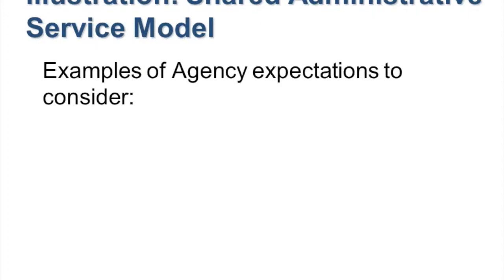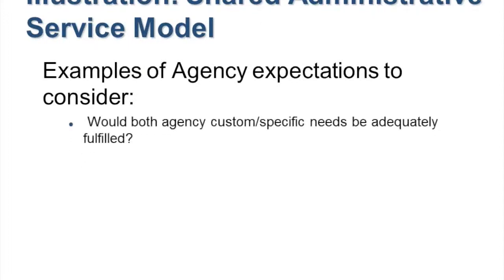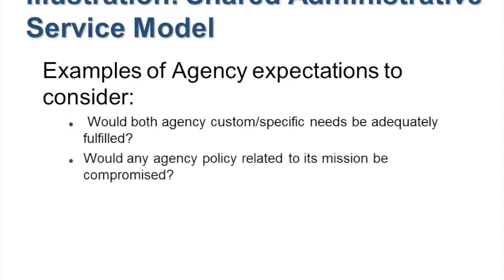So what are the things that we would want to consider in this example that we're using to illustrate an organizational structure of a shared service model? Well, would both agencies' specific needs be adequately fulfilled? Is there a software package, for example, that one is using that is an immovable criterion? That would be something that should be documented and understood. Would any agency policy related to its mission be compromised?